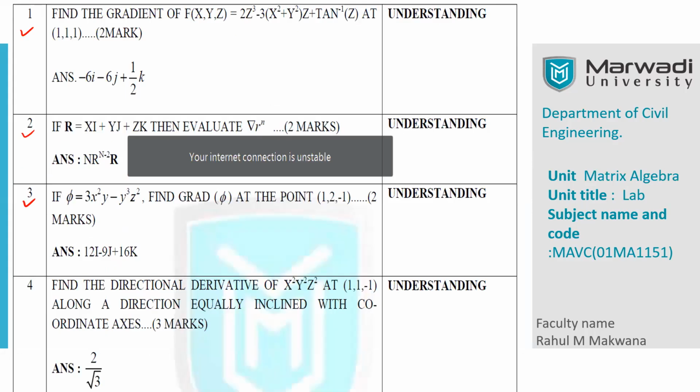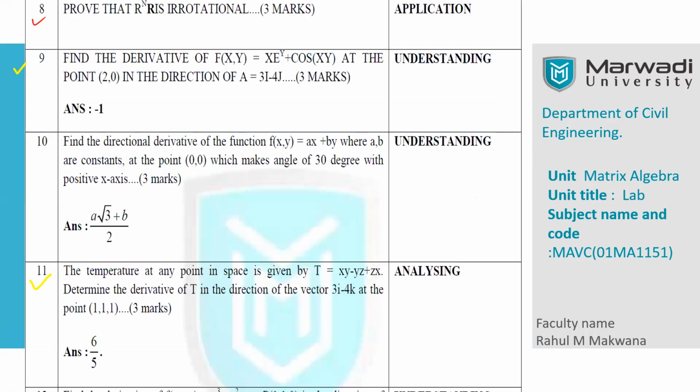So we are done with 1, 2, 3, 4, 5, 6, 7, 8, 9, and 10 is now in homework. It is a similar one. It will be in homework. Makes an angle of 30 degree. So your vector will be cos 30 i, cos 30 j plus cos 30 of k.